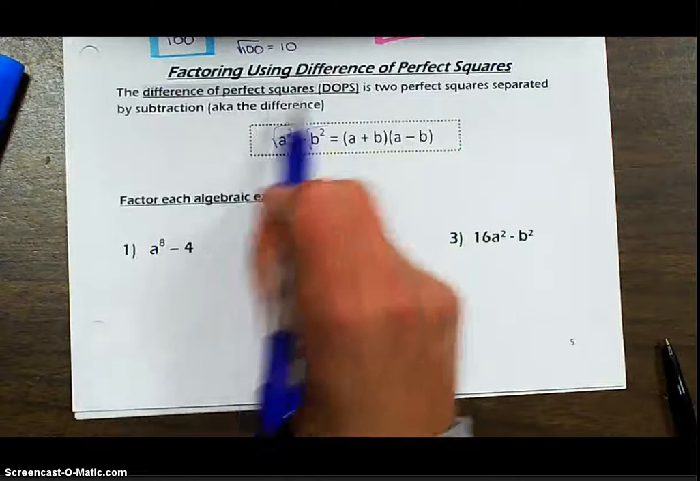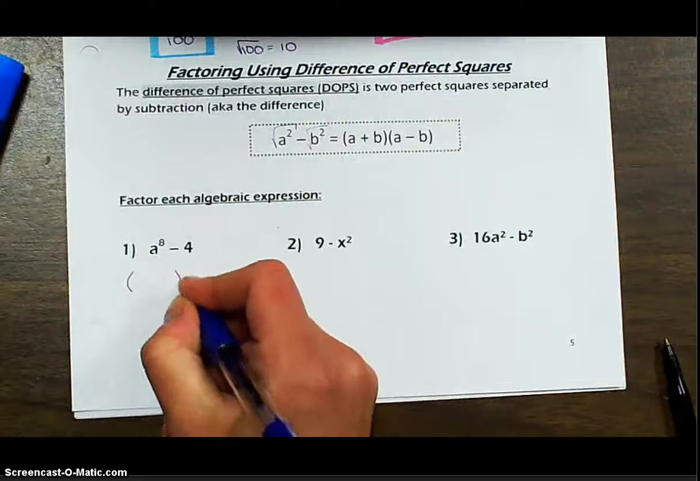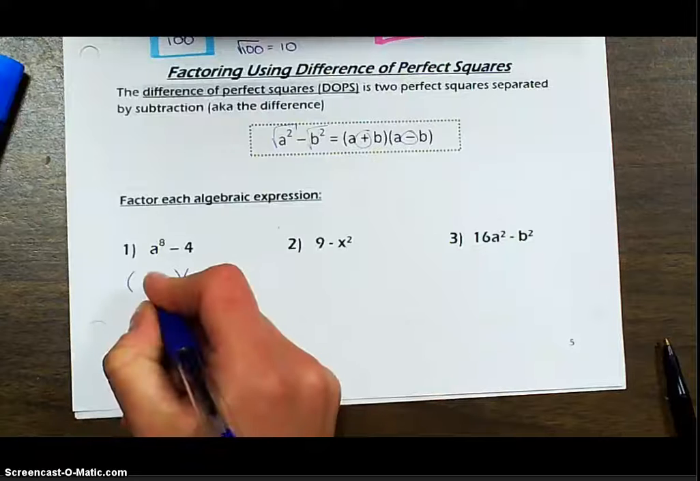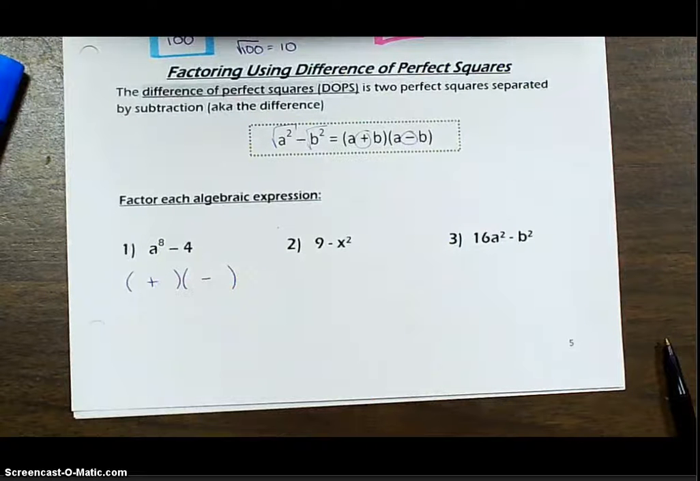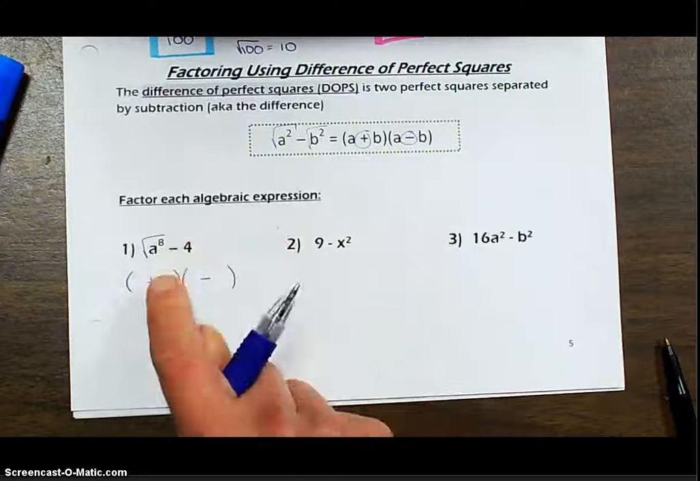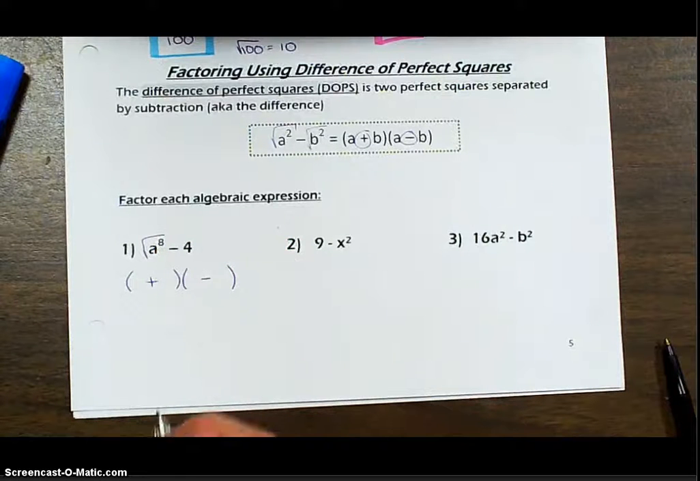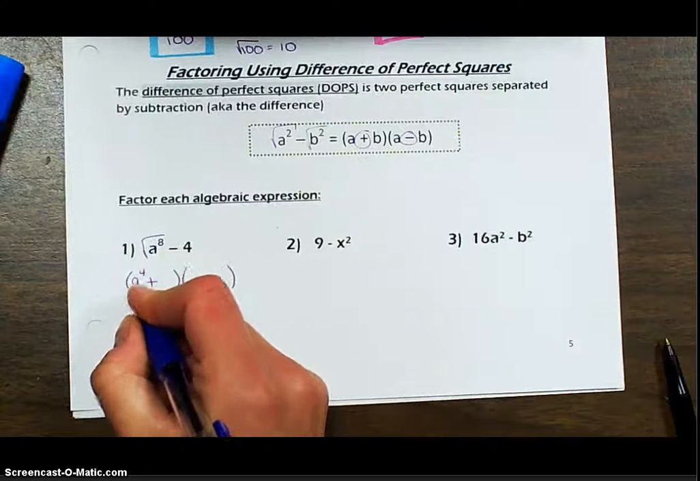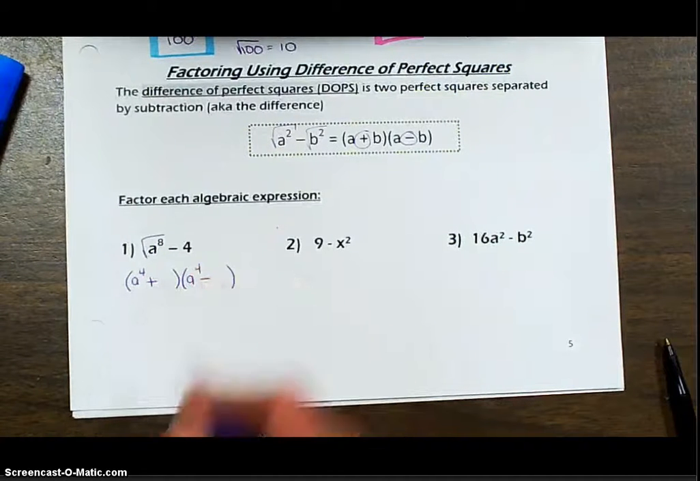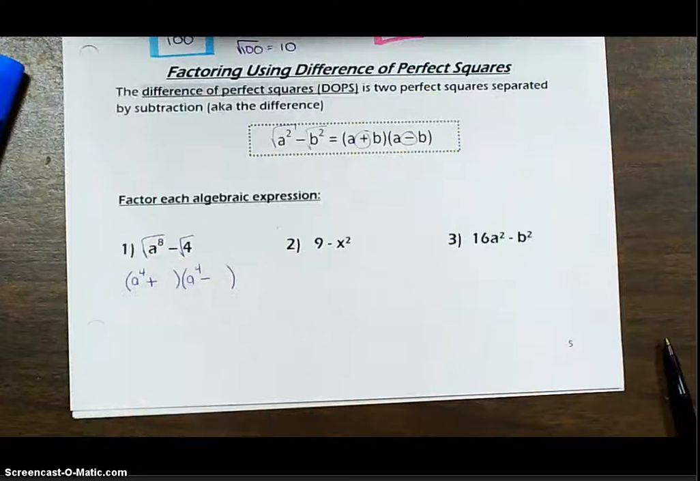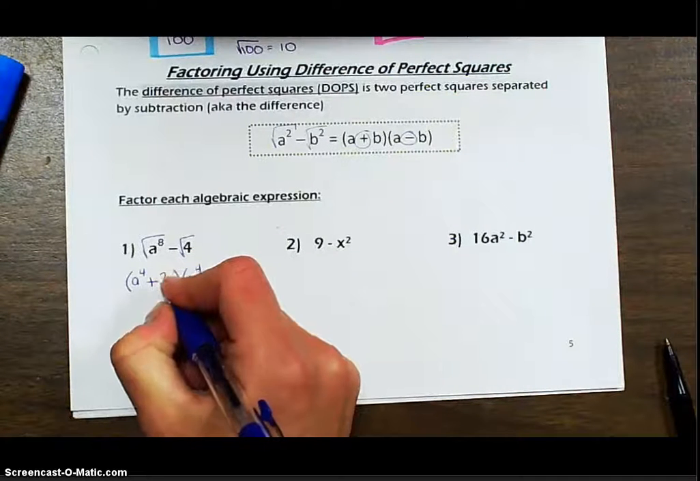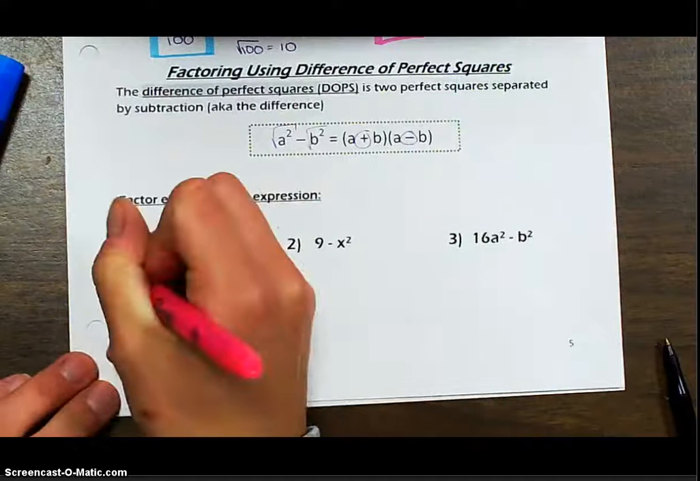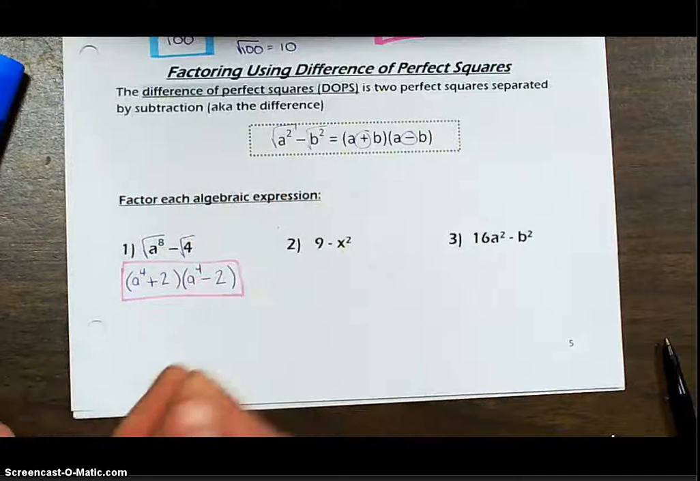So that means I can factor using difference of perfect squares. I'm going to go ahead and draw 2 parentheses. One gets a plus, one gets a minus. Now I'm going to take the square root of a to the 8th. The square root is a to the 4th. Since a comes first, a goes first in the parentheses. A to the 4, a to the 4. Now I'm going to take the square root of 4, which is 2. So really this is 2 and 2. And voila, ladies and gentlemen, this is our final answer.